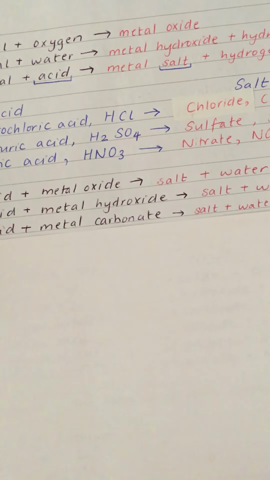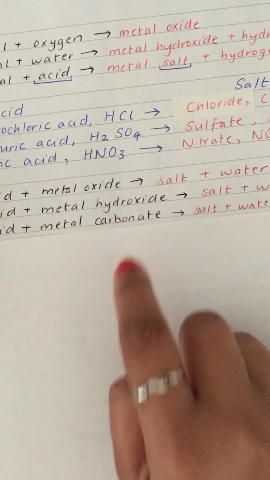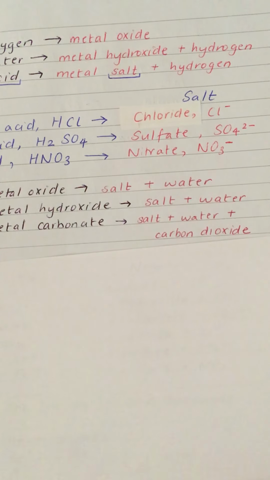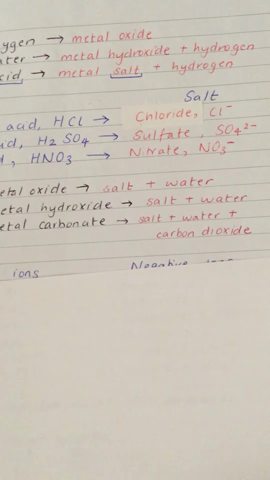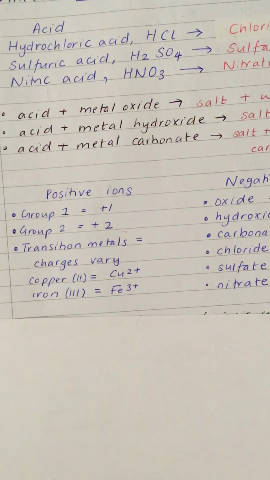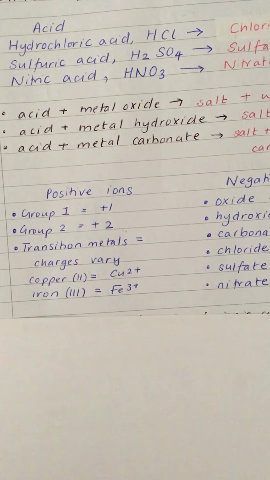Acid plus metal carbonate. We'll get onto the formula of hydroxides and carbonates in a minute. We'd also form a salt, water and carbon dioxide. Okay, now on this table here, I've just summarized for you the formula of ions that you're expected to know.